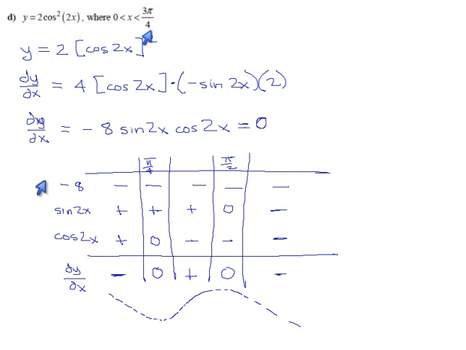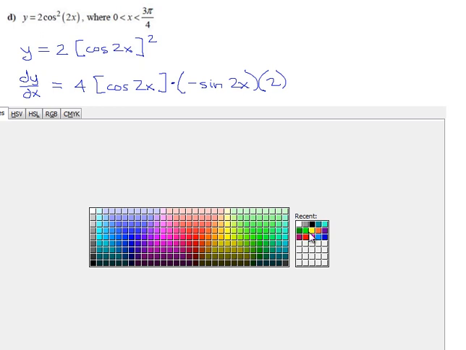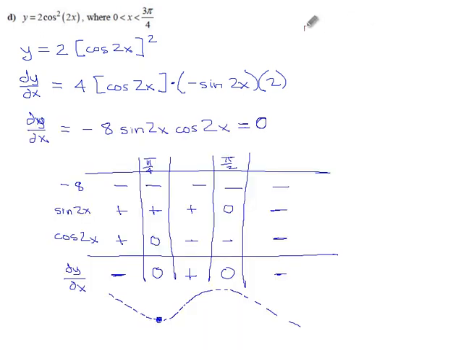And for local extrema, apparently we have a local minimum here at pi by 4. Let's see what is going on there. We have a minimum at pi by 4, comma, and what's our y value there? Pi by 4 is 45 degrees, so double that, you get 90. Cosine of 90 is 0. Square that, it's still 0. Double it, it's still 0. So we have a local minimum at 0.